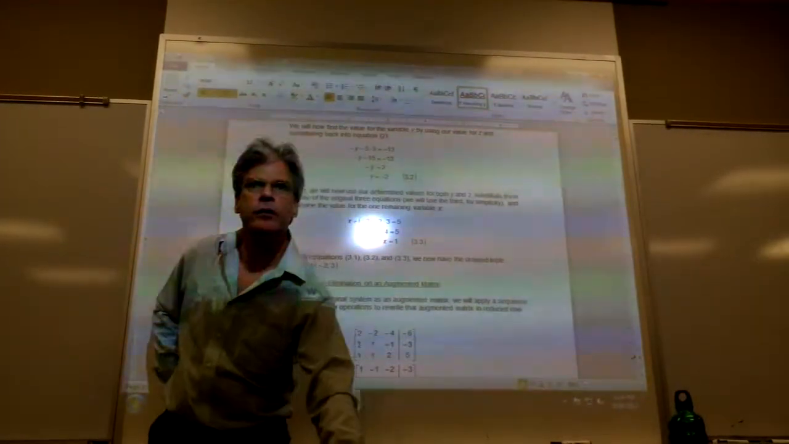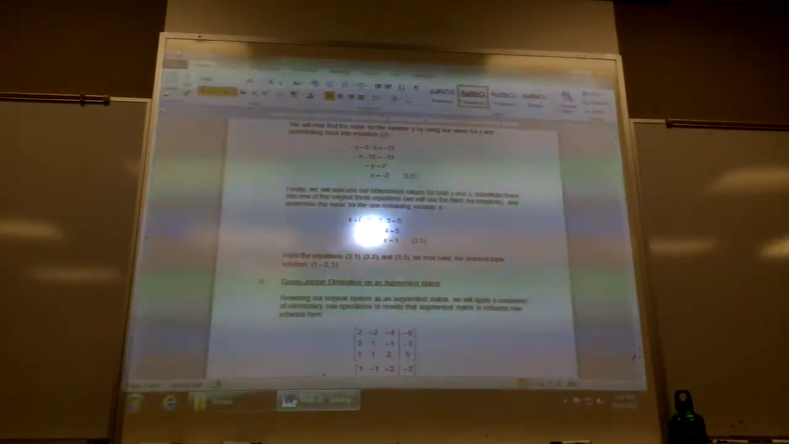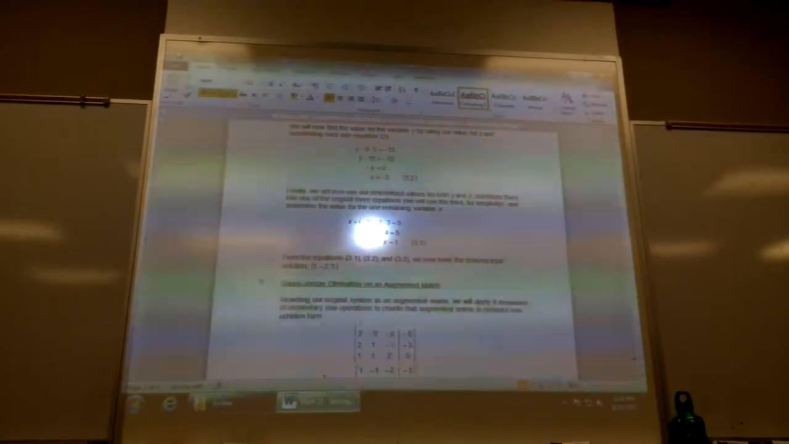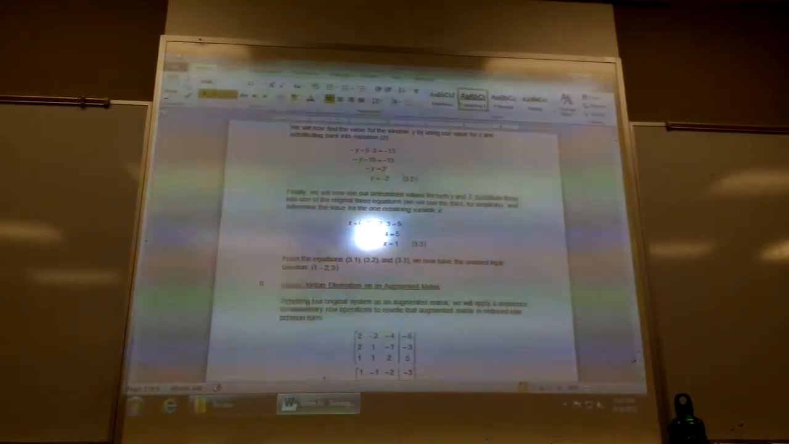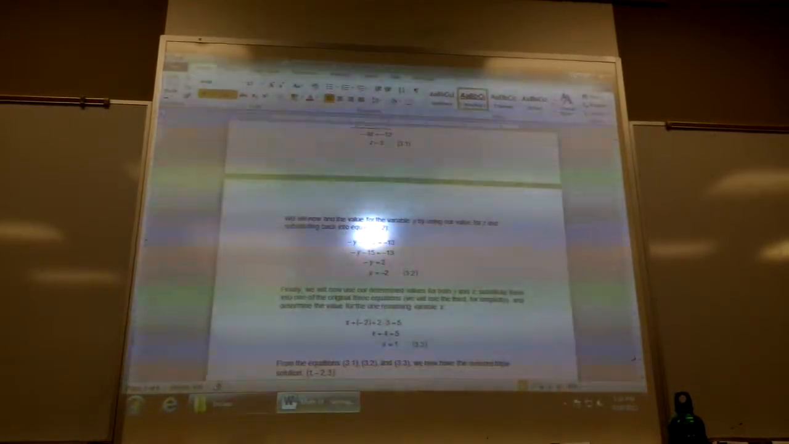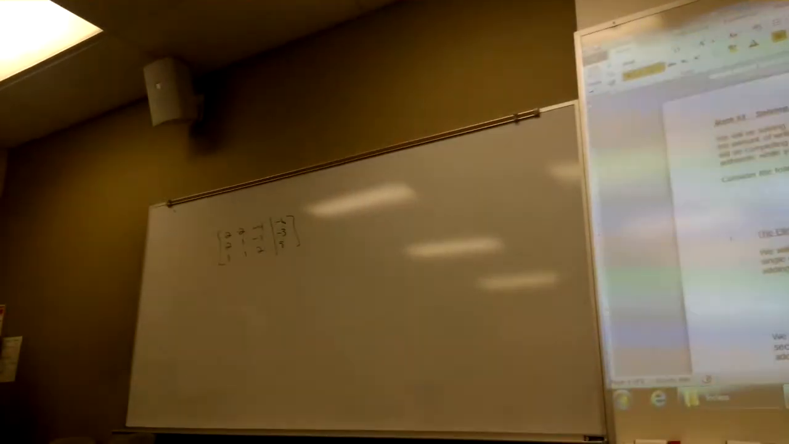So I have to look. Can you tell me what it is? Just give me the coefficients. 2, minus 2, minus 4, equals negative 6. What's the next row? 2, 1, negative 1, equals negative 3. And finally, 1, 1, 2, 5. There's my augmented matrix corresponding, I should scroll up, guys, I'm sorry, to the original system of 3 equations, 3 unknowns. There it is.